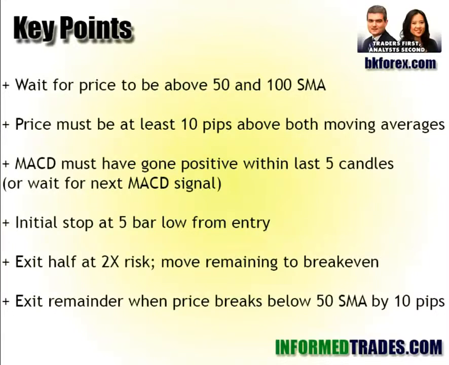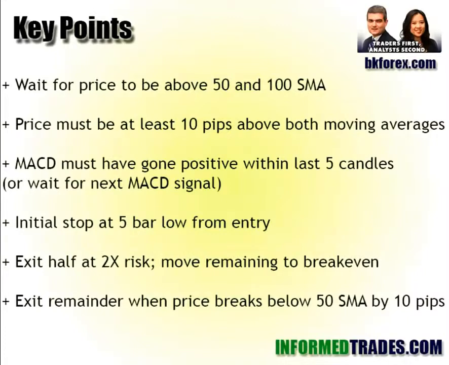And when the next MACD signal comes, evaluate, are we still above the 50 and 100 simple moving averages by 10 pips. The initial stop that you place on your trade when you enter is the 5-bar low from the entry. So basically, look at the candle that gives you the entry signal, meaning the MACD has gone positive and the price is 10 pips above the moving averages, and then look 5 bars back and see what's the lowest point there out of the past 5 bars. Place your stop below there.